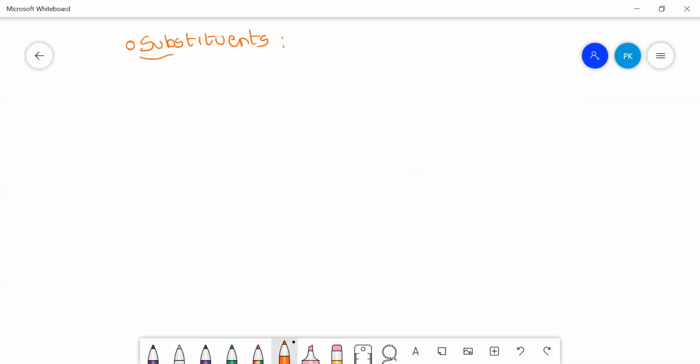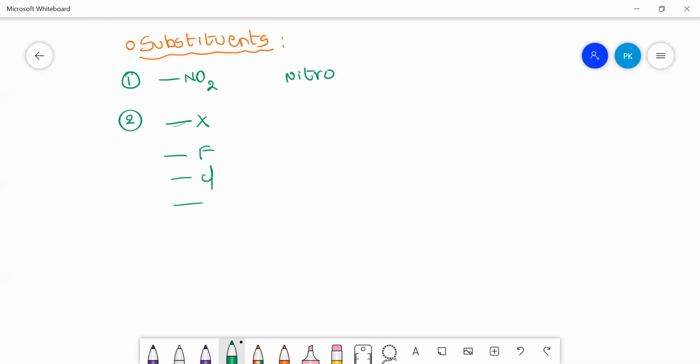What kind of substituents will generally be there and how to write the name? Okay, the general substituents, let me explain one by one. The first one, if you find NO2, you can write the name nitro. NO2 means nitro. Clear, students? Next, if you see halogens as X, like fluorine, chlorine, bromine, and iodine, they are attached to the parent chain, students. They have to be written as halo: fluoro, chloro, bromo, iodo.